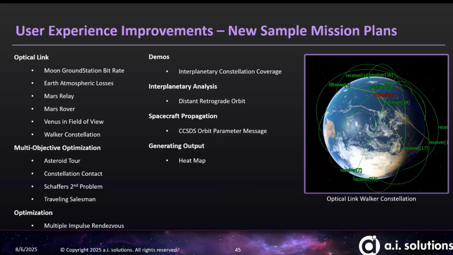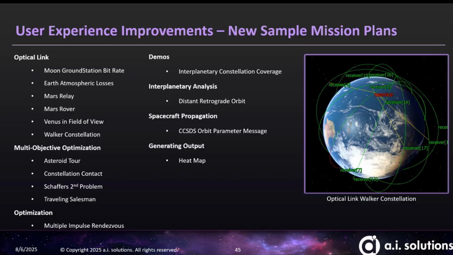Looking into some of the new sample mission plans in FreeFlyer, we've included 15 with the FreeFlyer 7.10 release, most of which are going to be focused on the new features that Nathan and Luke just walked through. 6 for the new optical link object, which focus on various combinations of links. So things like ground station on the moon, spacecraft to ground station focusing on the atmospheric losses that Nathan alluded to, interplanetary analysis covering both spacecraft orbiting Mars and Venus, as well as intersatellite links for constellations around Earth.